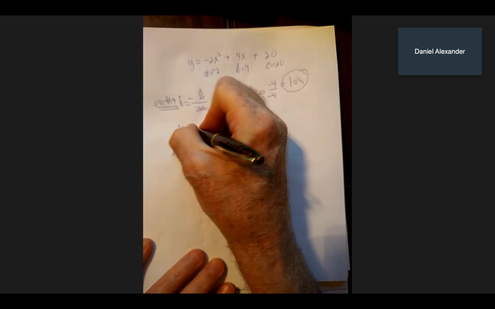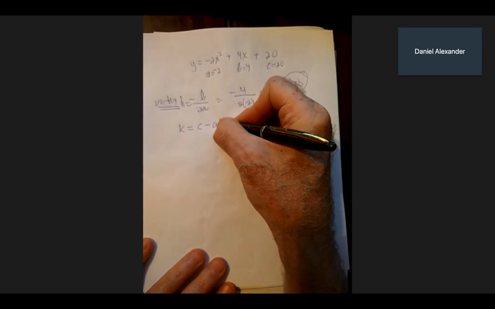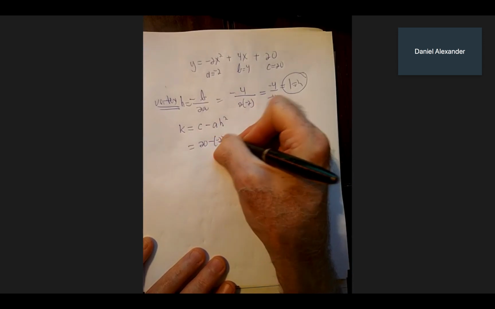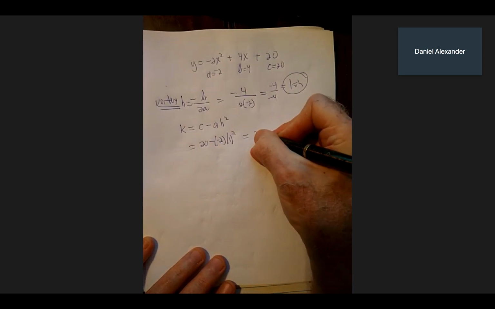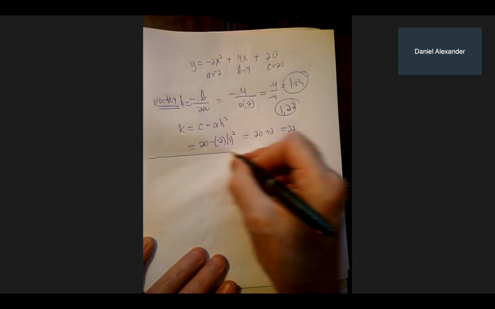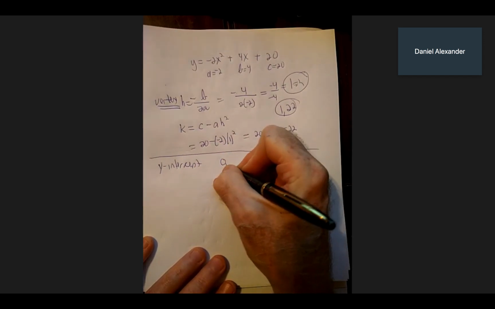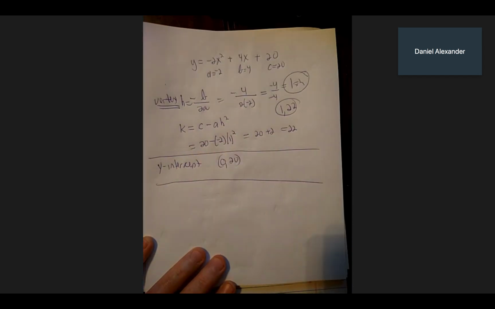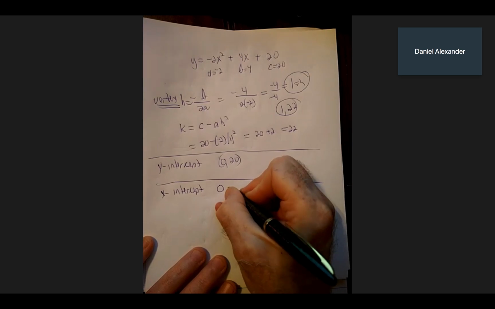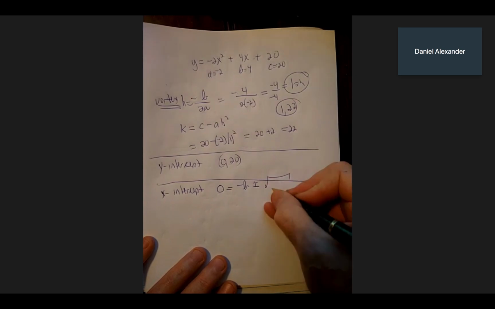The y-coordinate is going to be c minus a h squared. So c is again 20. I'm not going to square it this time. A is minus 2, and h is 1 squared. So 20 plus 2 is equal to 22. So that's the vertex. The y-intercept, plug in 0. It's still going to be 0, 20. And then for the x-intercept, we got to solve 0 equals the equation, and that's going to be solved by this formula.